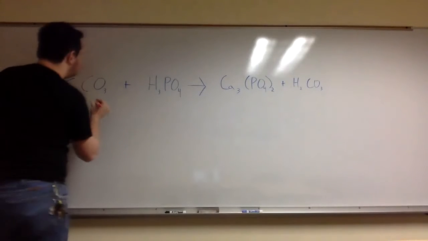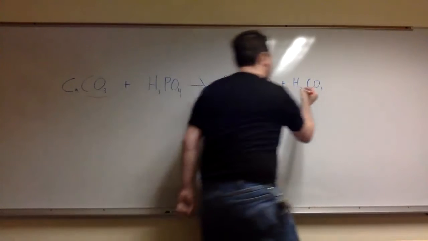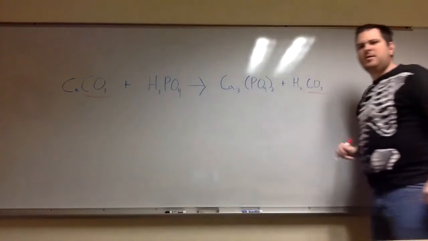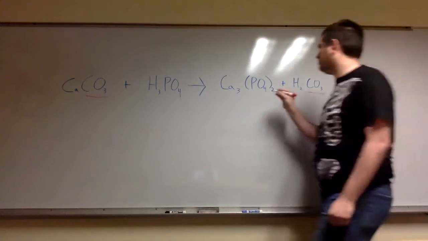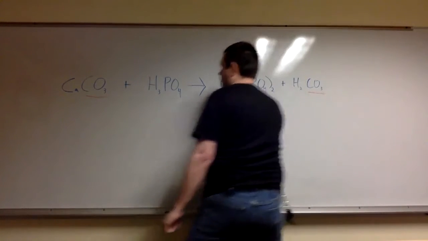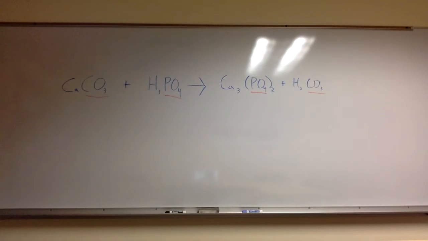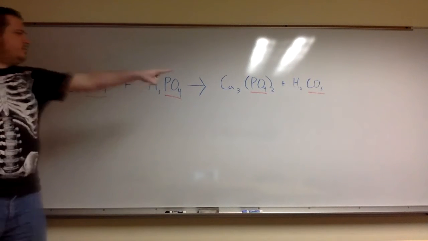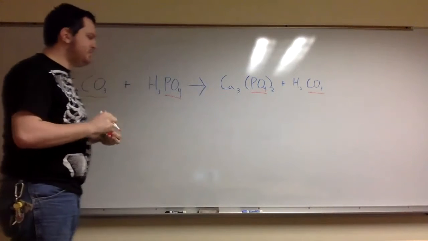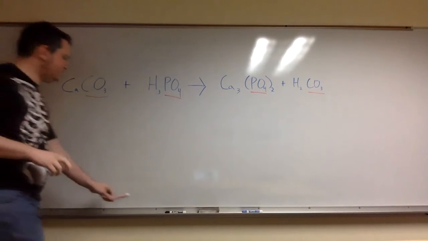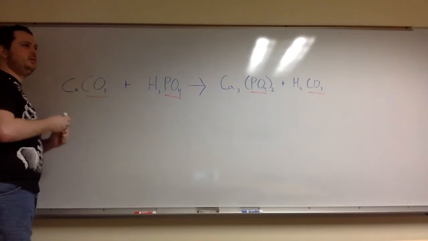You will notice that on both sides, you have some of the same molecules. We have both CO3 on both sides and PO4 on both sides. So for this, instead of counting individual atoms, we are going to include those as one simple thing to balance.